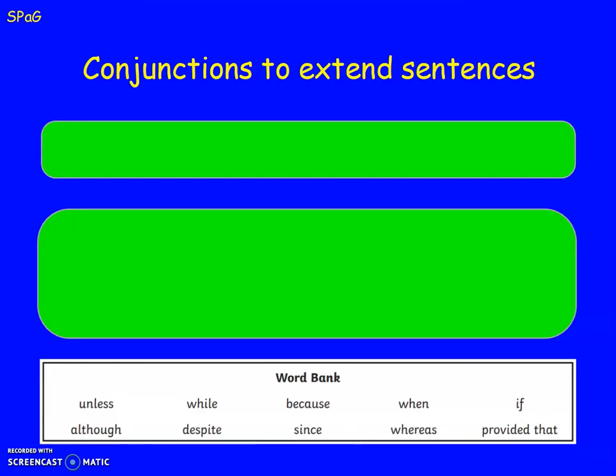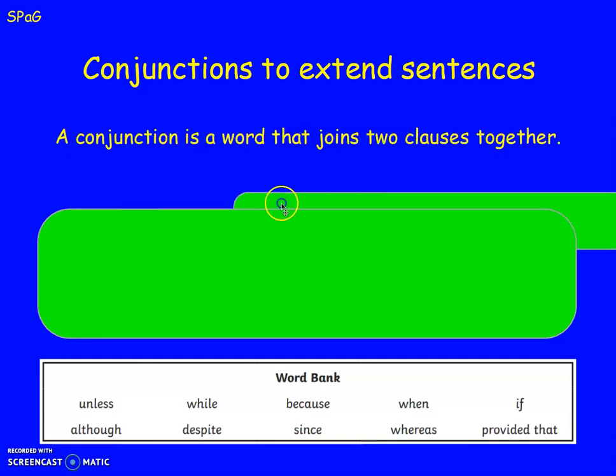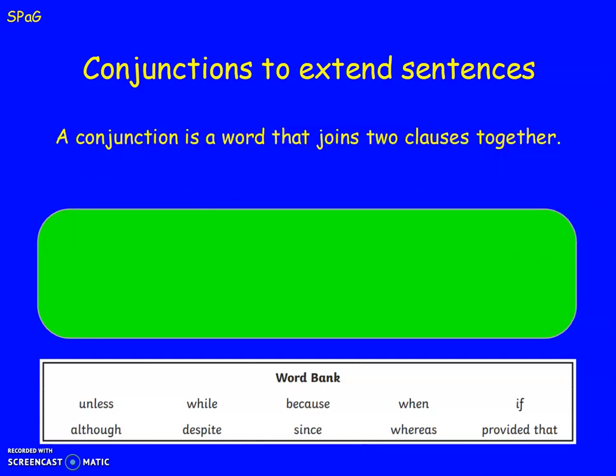In SPAG today, we're going to be looking at conjunctions. This is going to make our sentences in our campaign much more exciting. Okay, so conjunctions are used to extend sentences. Have a think if you can think of any conjunctions. Okay, so a conjunction is a word that joins two clauses together. So it will be in the middle of a sentence, joining the two parts together. And if you have a look down at the bottom here, there are some examples of conjunctions you might use.